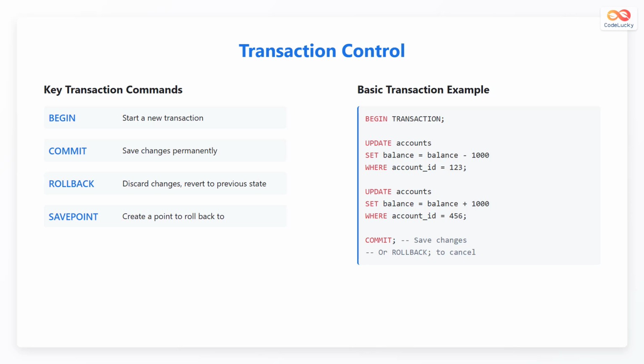Here is an example of a basic transaction. First, we begin the transaction. Then we update the accounts table, setting the balance to balance minus 1000, where the account ID is 123. Next, we update the accounts table, setting the balance to balance plus 1000, where the account ID is 456. Finally, we commit the changes to save them, or we can roll back to cancel them.